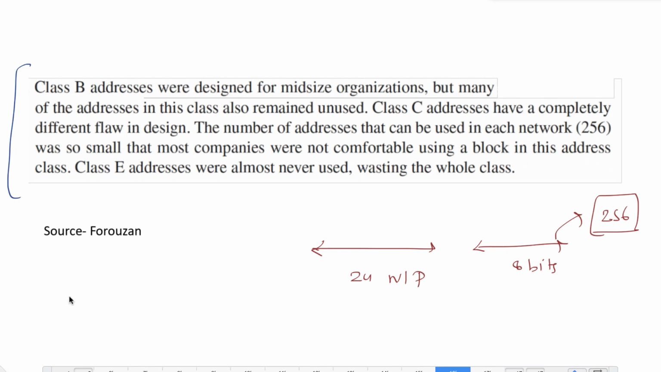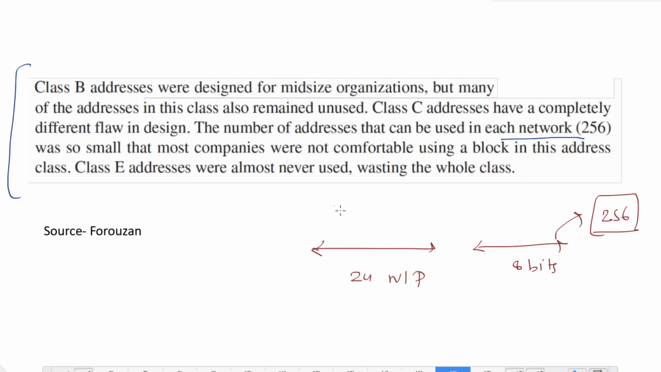The number of addresses that can be used in each network is just 256, which is so small for most companies, and that's why companies are not comfortable using class C addresses. So they end up taking class A or class B, and again for class A and class B this is too much waste of host addresses. That's why this scheme is obsolete, which means nobody is using it in the current scenario.